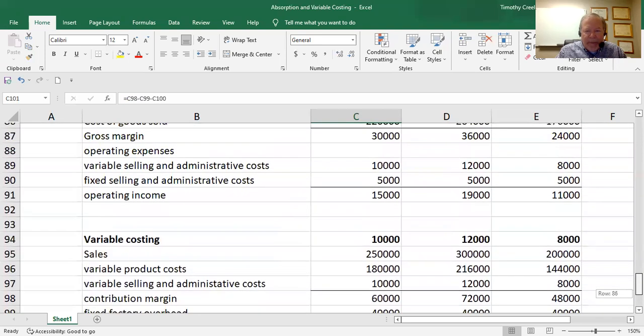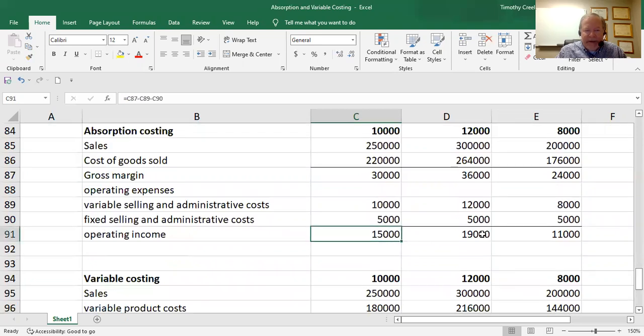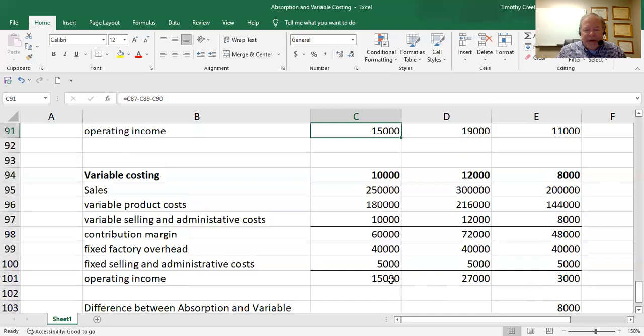Now, notice that the operating income is the same: 15,000 under absorption and 15,000 under variable. And one thing that we talked about earlier when we were looking over the rules: if sales and production are the same, in this case we produced 10,000 units and sold 10,000 units, then operating income will be the same under both variable and absorption costing. There's no difference between the two.